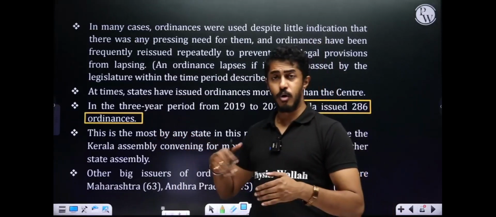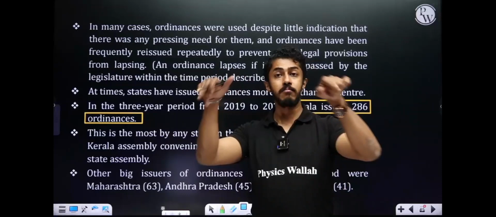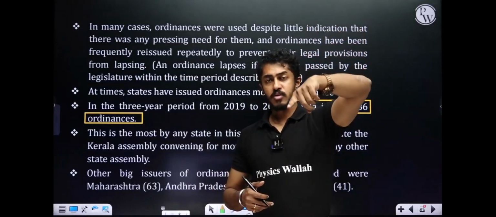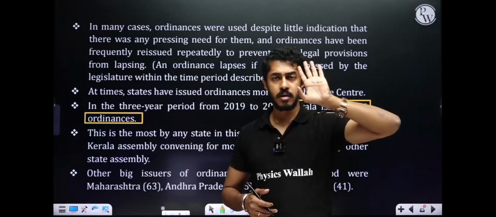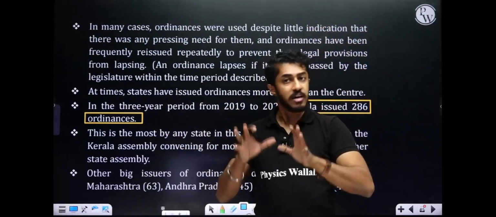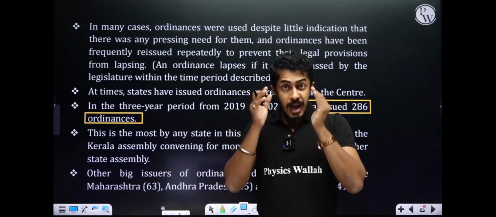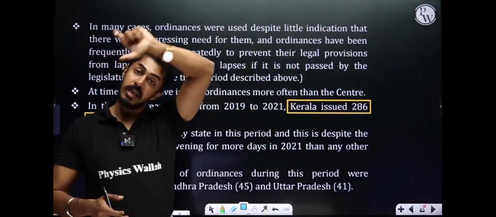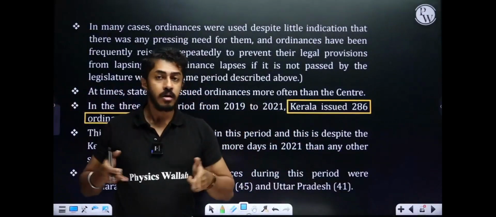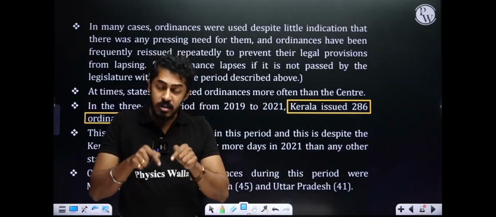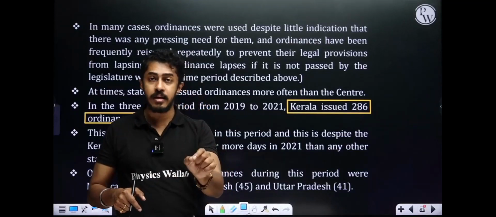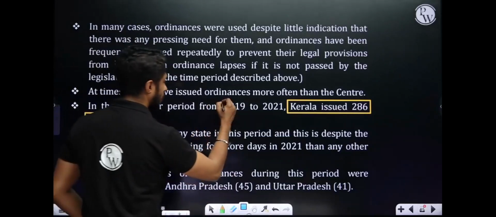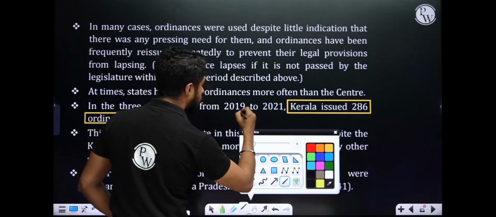Normally, this trend of more ordinances at the state level we see when the assembly is not convening. Just like in parliament we have the budget session, monsoon session, winter session, 3 sessions, similarly state assemblies also are supposed to convene. In that again, Kerala's is the highest. It is the state with the highest number of convening sessions. In spite of that, Kerala takes the lead in the highest number of ordinances issued in the 3-year period from 2019 to 2021.